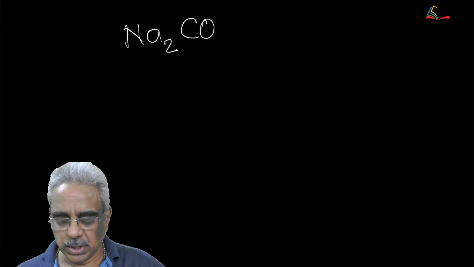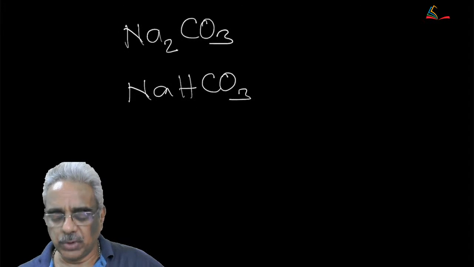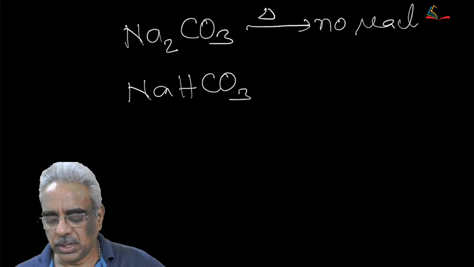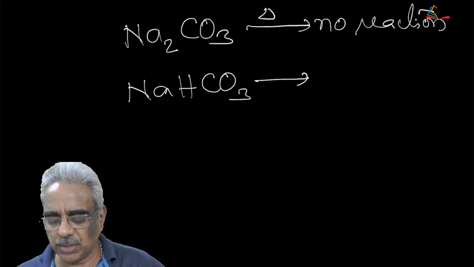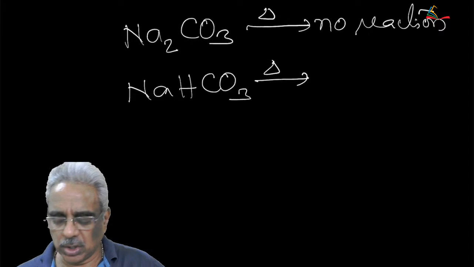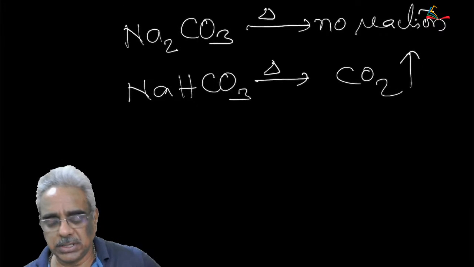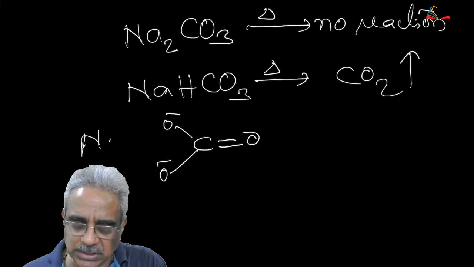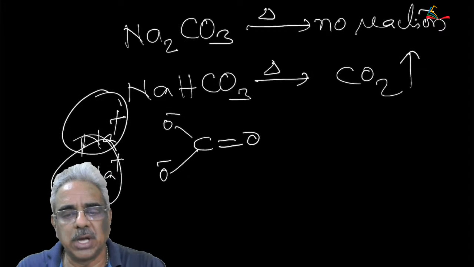Similarly, if you have sodium bicarbonate, see the beauty of it. If you heat sodium carbonate at a very high temperature also, no reaction. Heat it strongly, nothing will happen. It will get heated up, that's all. Whereas if you heat sodium bicarbonate somewhere around 200, 300, you are going to get carbon dioxide released. What is the difference? Sodium carbonate has sodium ions nearby, which never polarize because of their big size. They don't polarize carbonate ion.